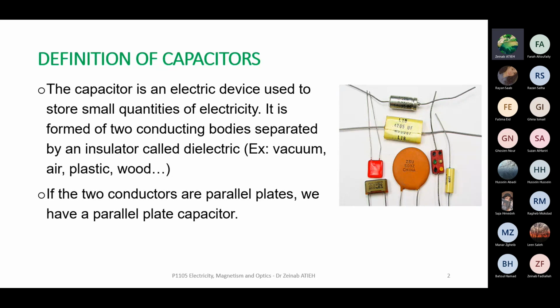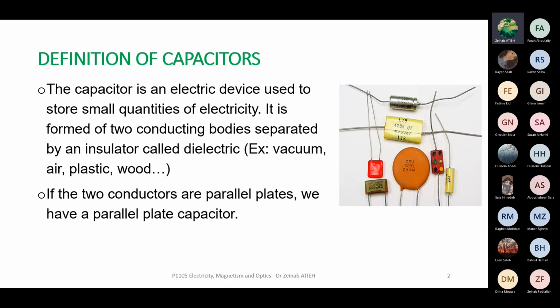What are capacitors? Usually, a capacitor is formed of two conductors placed facing each other. Between these two conductors, we have an insulator or a dielectric. These two conductors can have any shape. They can be regular, like parallel plates, or irregular, spherical, cylindrical. We don't care. Any two conductors facing each other with an insulator in between them form a capacitor. What is the job of a capacitor? The job of the capacitor is to accumulate electric charge, to store electric energy.